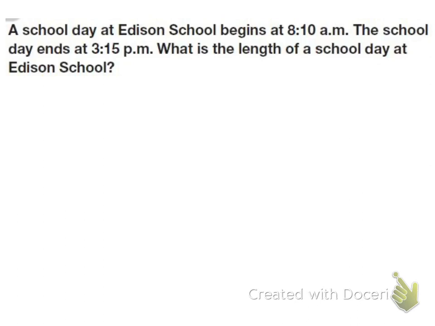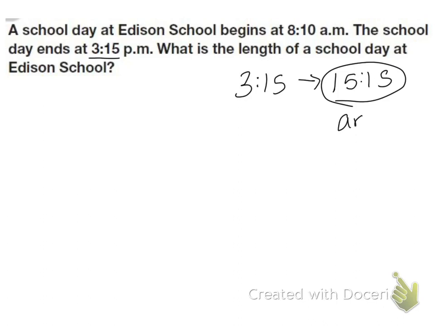On this one, a school day at Edison School begins at 8:10 a.m. The school day ends at 3:15 p.m. What is the length of the school day at Edison School? Well, we're going to take my later time, which is 3:15. Now, 3:15 can be written as 15:15. 15:15 is what we call army time. Basically, it means that we're counting all the way up to 24 hours.